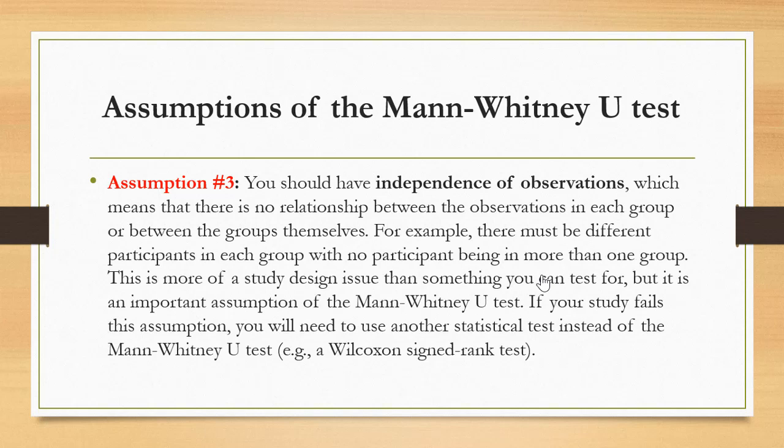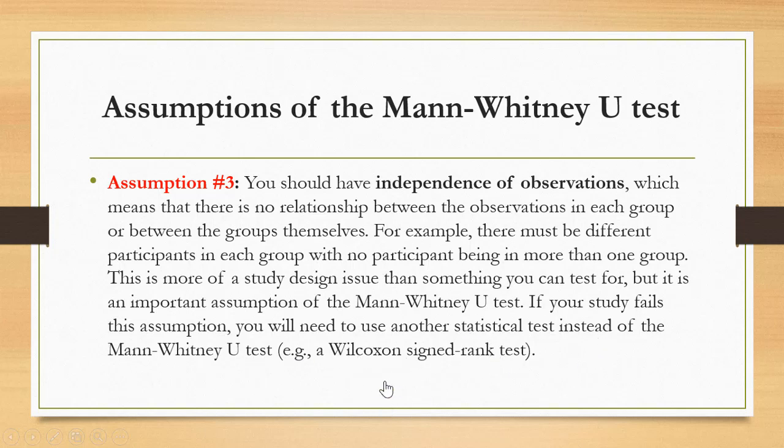Then we have assumption number 3: you should have independence of observations. That is, there is no relationship between the observations in each group or between the groups themselves. For example, there must be different participants in each group, with no participant being in more than one group. This is more of a study design issue than something you can test for, but it's an important assumption of the Mann-Whitney U-test. If your study fails this assumption, you will need to use another statistical test instead, which is the Wilcoxon signed rank test.